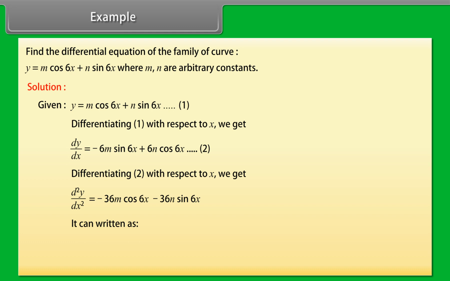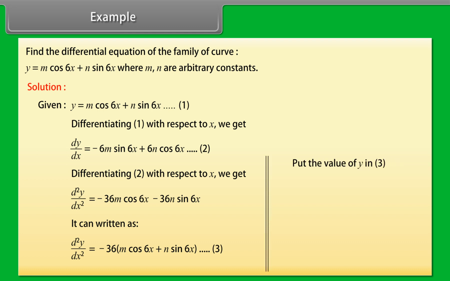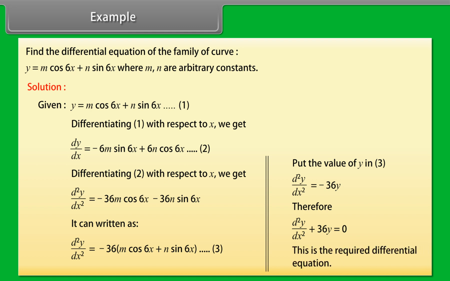It can be written as d2y by dx square equals minus 36 into (m cos 6x plus n sin 6x). Mark it as 3. Put the value of y in equation 3, we get d2y by dx square equals minus 36y. Therefore, d2y by dx square plus 36y equals 0. This is the required differential equation.